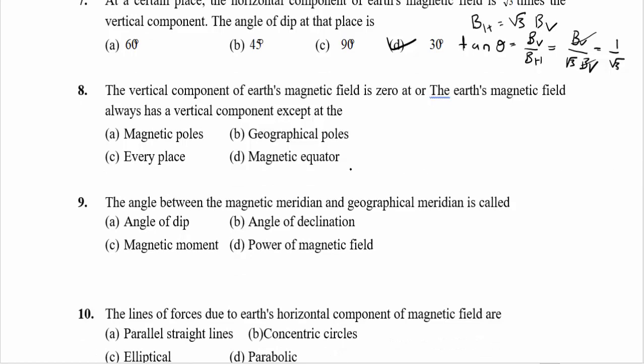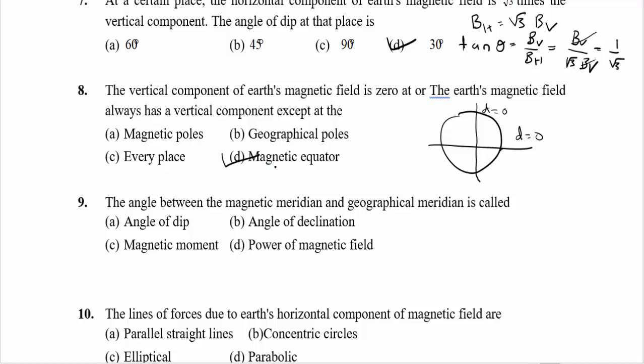8th one. The vertical component of Earth's magnetic field is 0. Where is the vertical component of Earth's magnetic field 0? Once again I will go for the diagram. Earth, this is polar axis, this is equator. The dip is 0 here, the dip is 90 degree here. You are asked to calculate where is the vertical component 0. Vertical component is 0 at equator, means it is at magnetic equator.